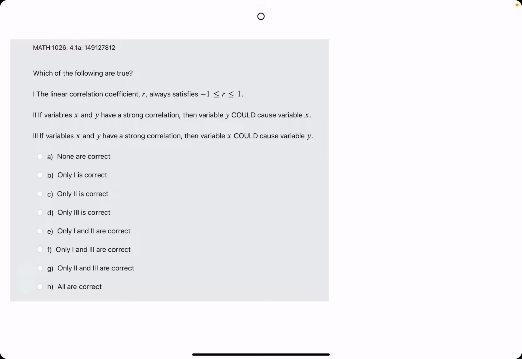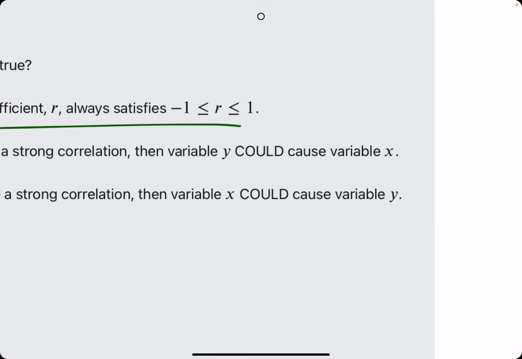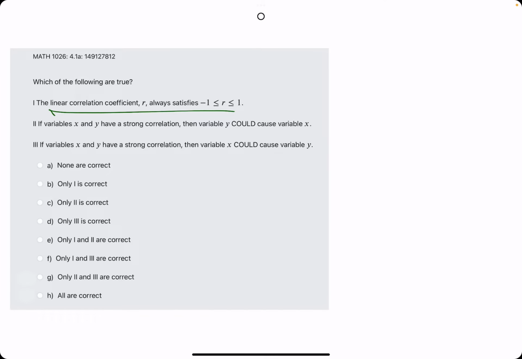Hokie dokie. In this problem, they give us 3 statements, and the goal is to identify which are true. Starting with number 1. The linear correlation coefficient R always satisfies -1 to 1, including -1 and 1. This is a true statement.